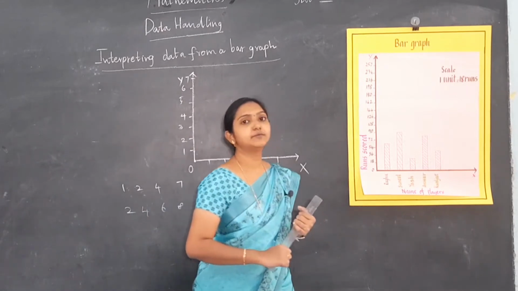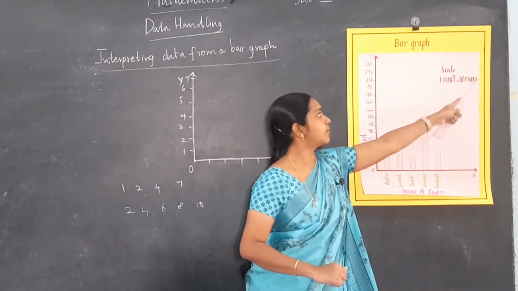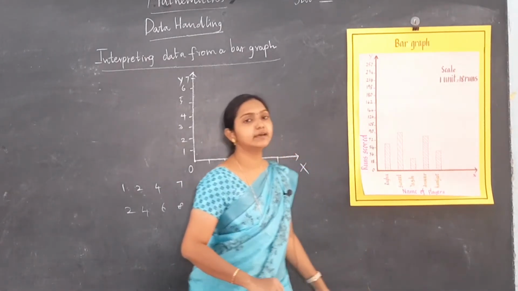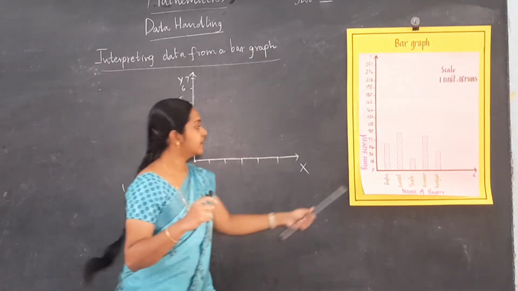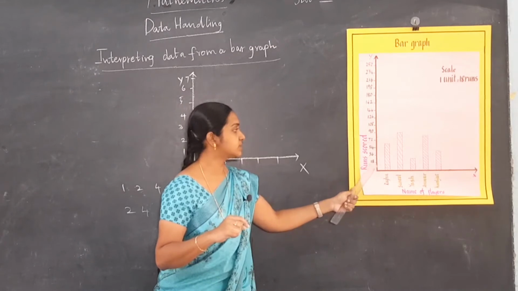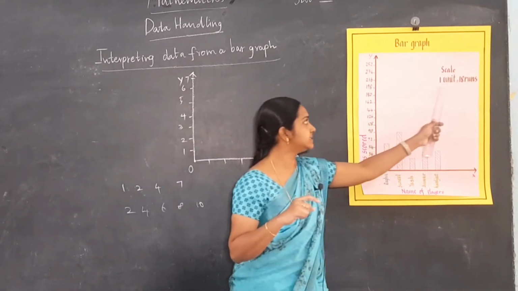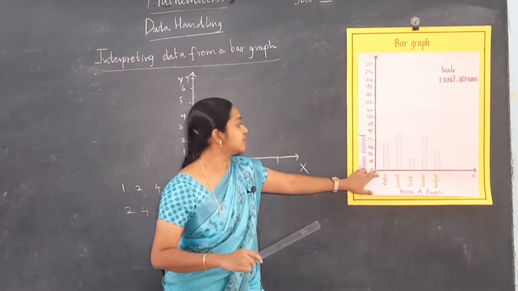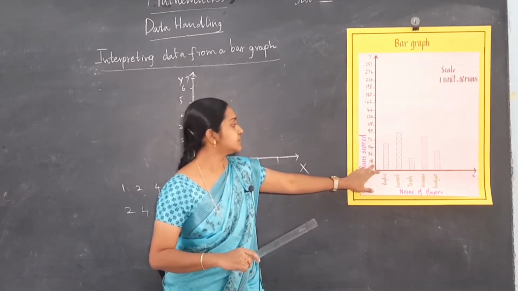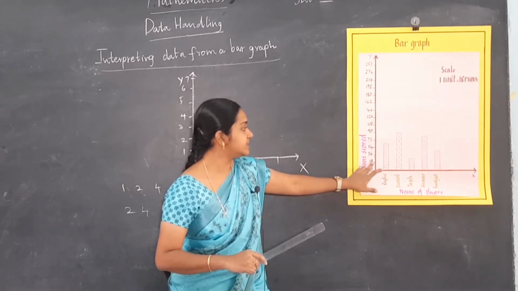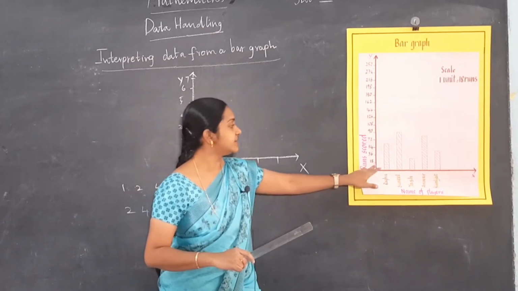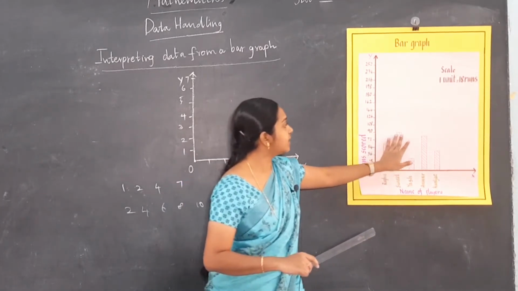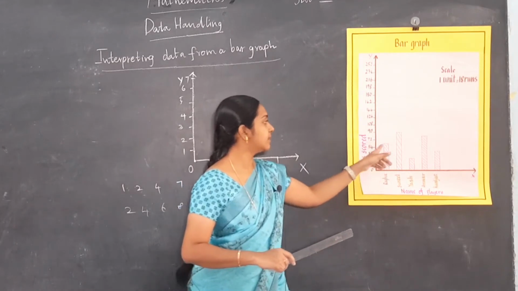And we have to write the scale, which is most important. Here 1 unit equals 18 runs. 1 unit means 1 square. From 0 to 18 there will be 1 square. So 1 square represents 18 runs. In between 0 and 18, the numbers from 0 to 17 will be in between. And with the data given, we have to draw the rectangular bars.